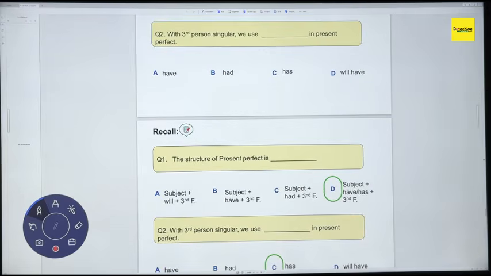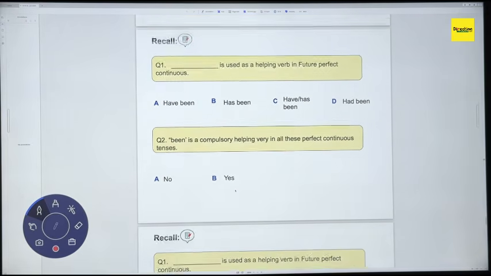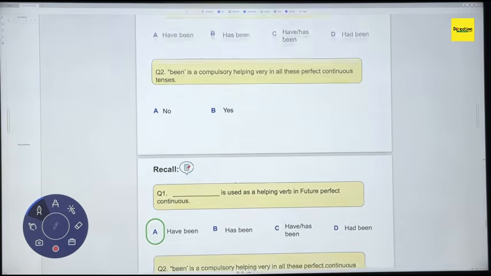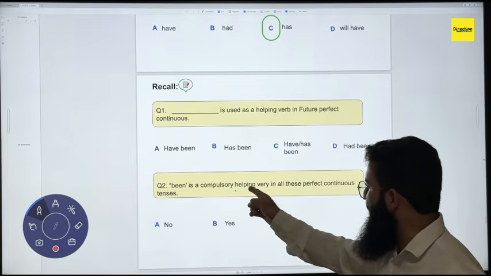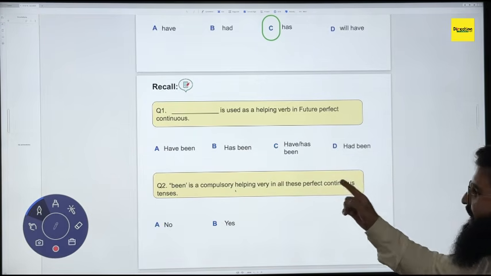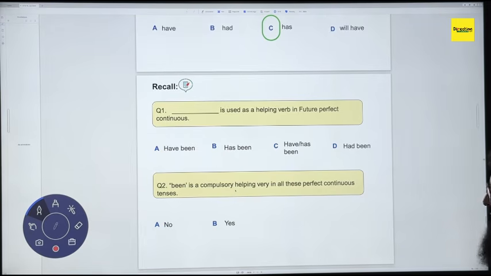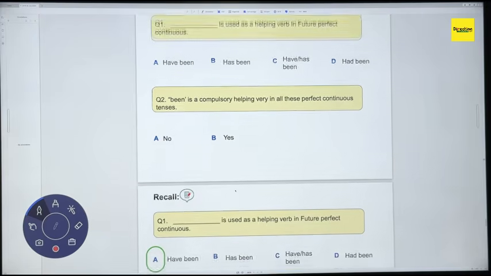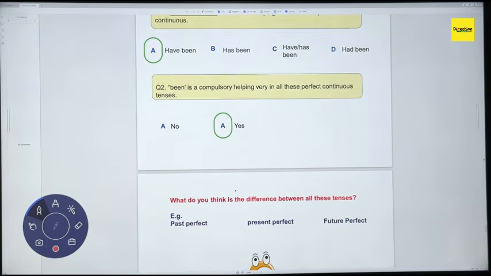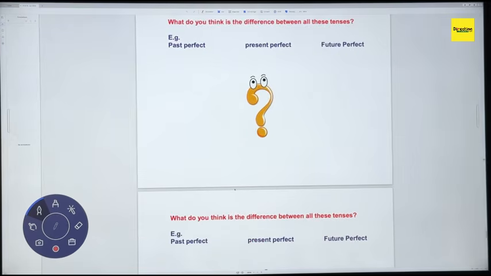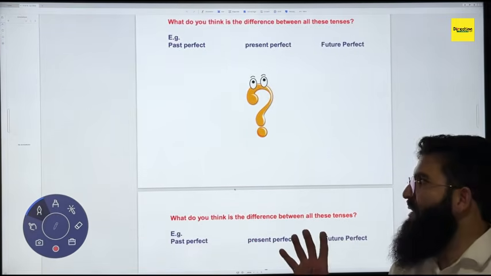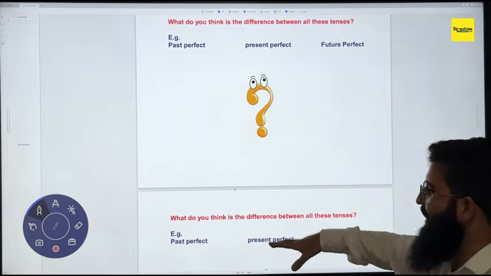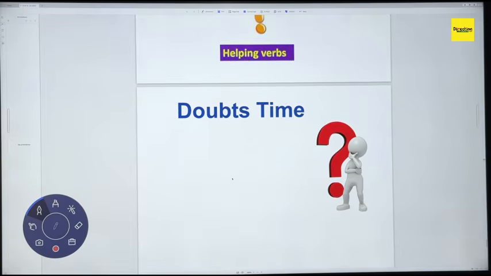And here are some more quizzes which you can do, obviously. That's a kind of homework for you. Okay, here is one question. Been is a compulsory helping verb in all these perfect continuous tenses. Is this true or false? It's true. Yeah, it's easy. If there is any doubt, if you think it's difficult, over the head, arduous, complex, then one thing is for sure: listen to this video not once, at least twice, and then the things will be clear. I don't think I missed anything, because this is the whole structure of the tenses.